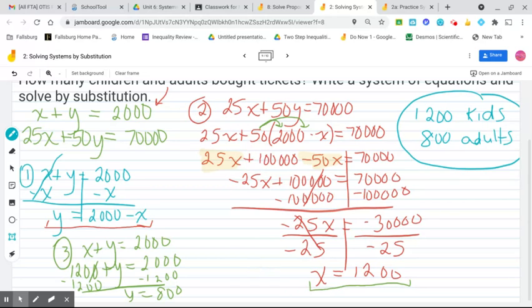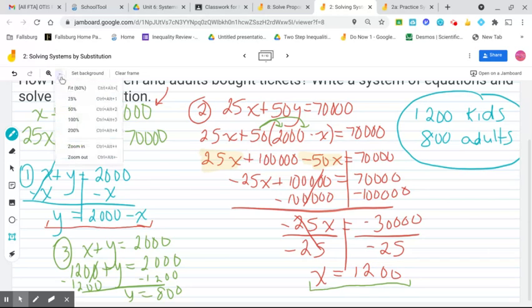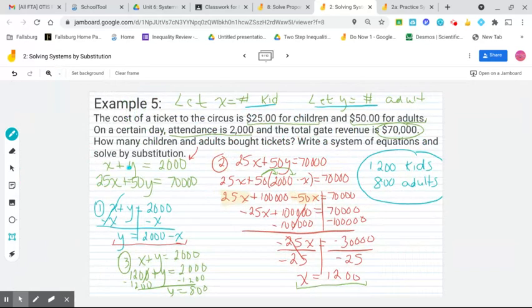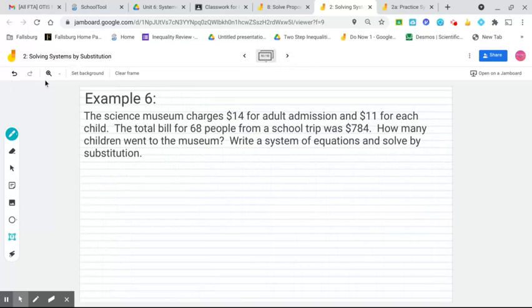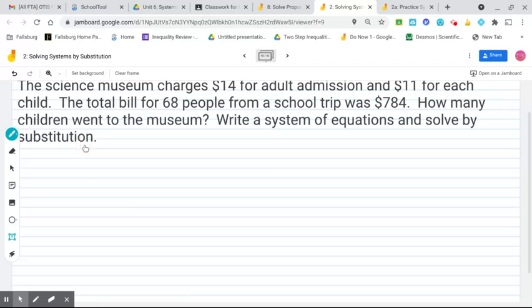Please make sure you've copied all of this down either on a piece of paper or on your copy of the Jamboard. But again, there's a lot of steps here, so you do want to make sure you are copying this down. That's how you're going to remember it. And we're going to do one more word problem together.